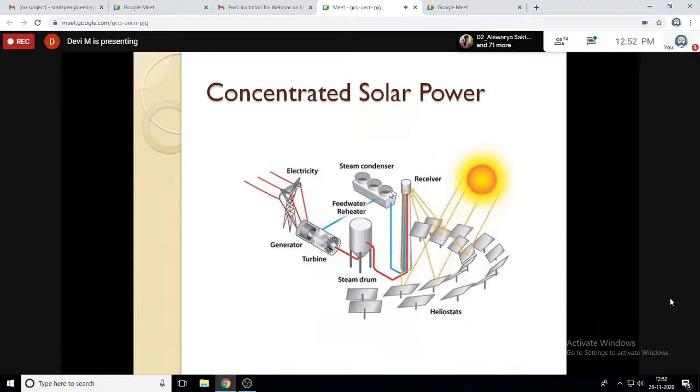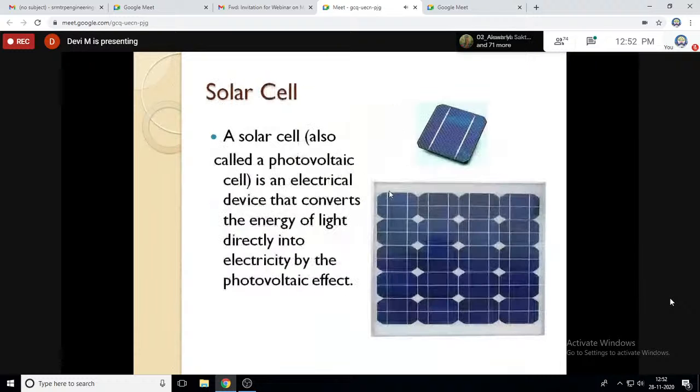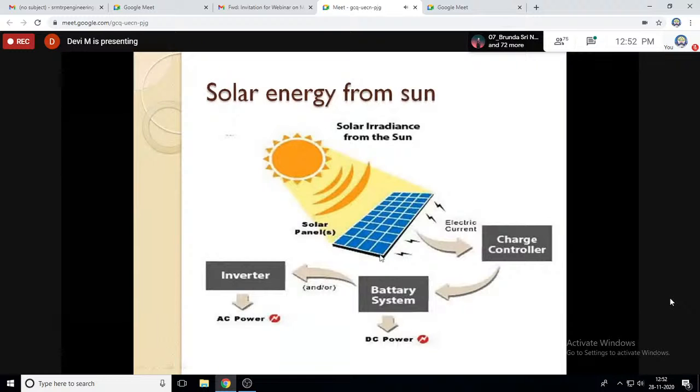So I have explained this here. A solar cell is nothing but a semiconductor PN junction diode. When light falls on the semiconductor, the free electrons absorb that light energy and move into the conduction band. Hence there is a flow of electrons, which means electricity flows, and that charge can be stored in batteries and given to DC loads, or converted to AC using an inverter and used for AC loads. So this is an example of a solar cell.